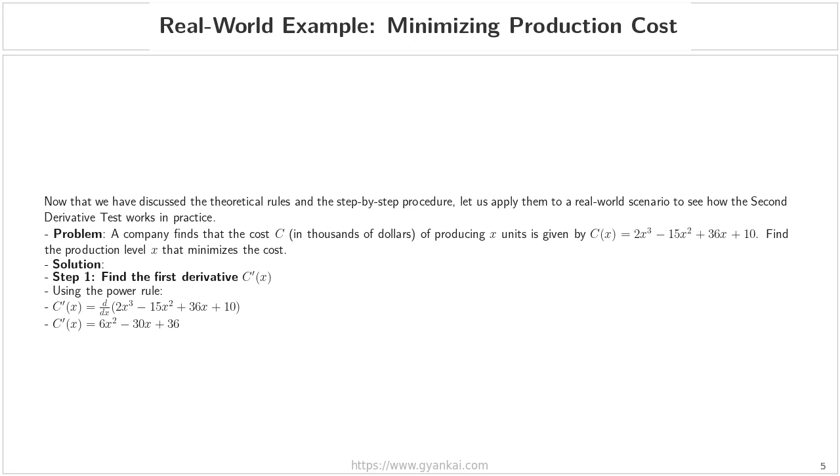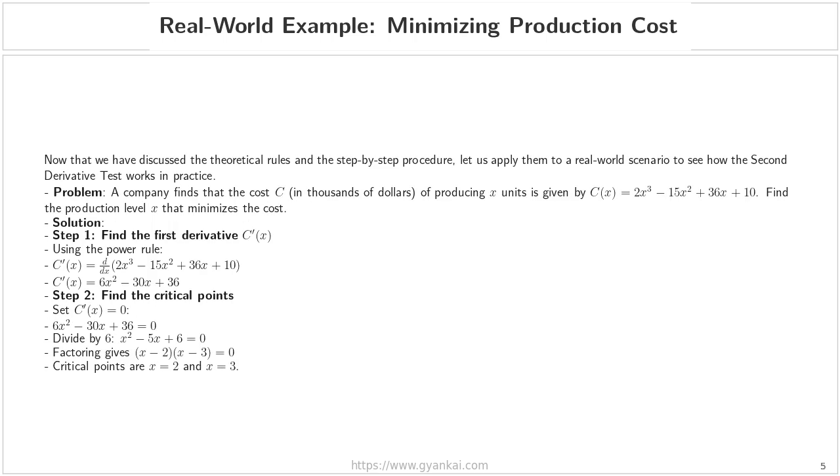Starting with step 1, we need to find the first derivative of the cost function, which we call C'(x). By applying the power rule to each term, we get C'(x) = 6x^2 - 30x + 36. Step 2 is to find the critical points. As we learned, the second derivative test is only applicable where the slope is 0. So, we set C'(x) equal to 0. This gives us the equation 6x^2 - 30x + 36 = 0.